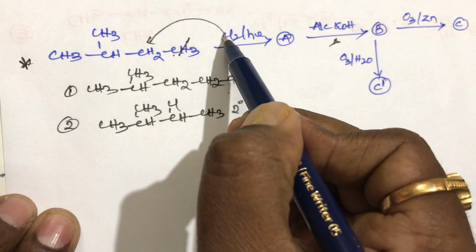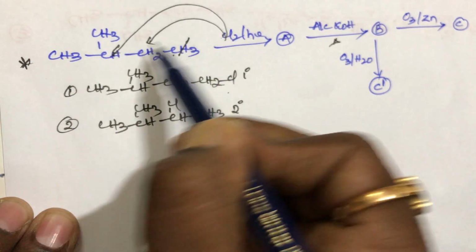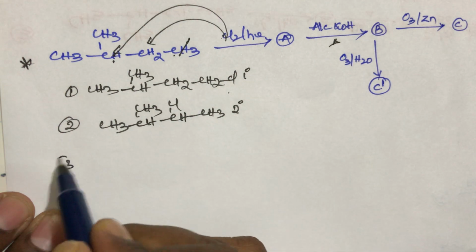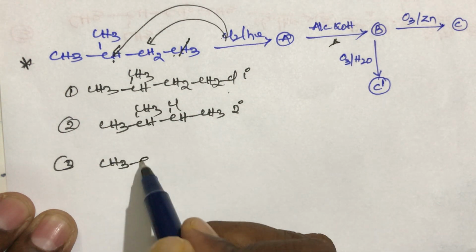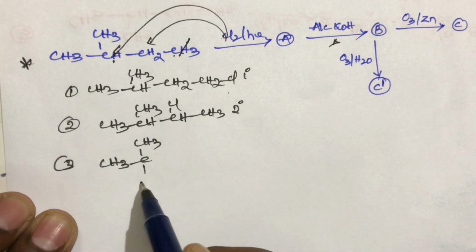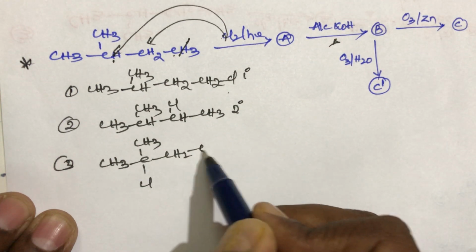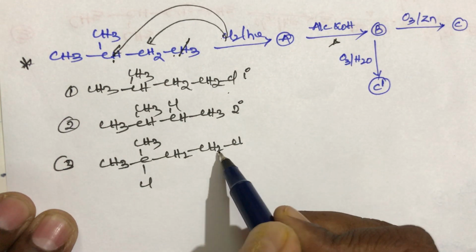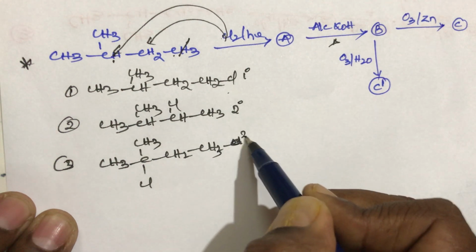Then after that, chlorine will attack this position also. We get a tertiary alkyl halide, that is CH3, CH3, here Cl, then CH2, then CH2, then CH3 only. This is the tertiary alkyl halide.